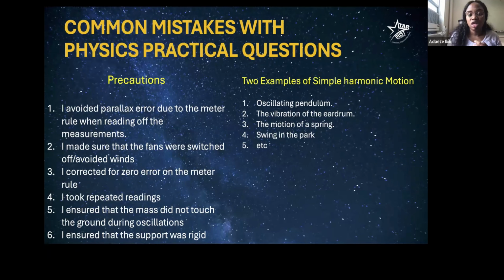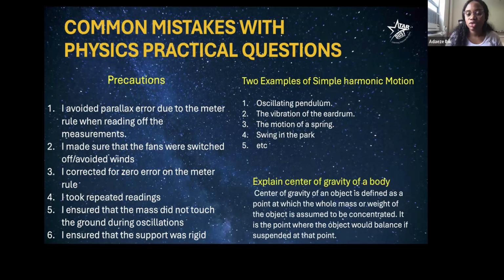The vibration of the eardrum, the motion of a spring. You play with a spring a lot, you can tell that it does move this way. A swing in the park, those of you that love to swing in the park, you can tell that oscillation motion as well. Okay, the last question that was asked is to explain the center of gravity of a body.